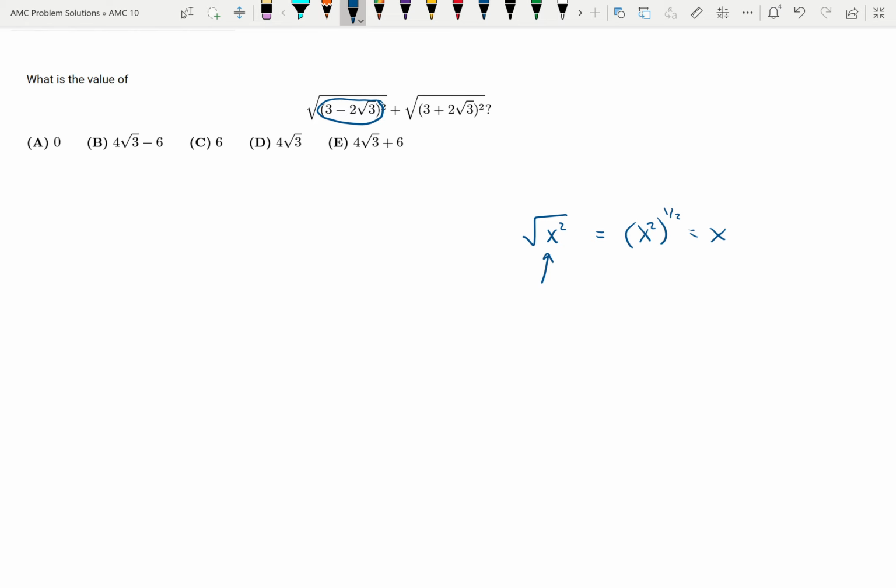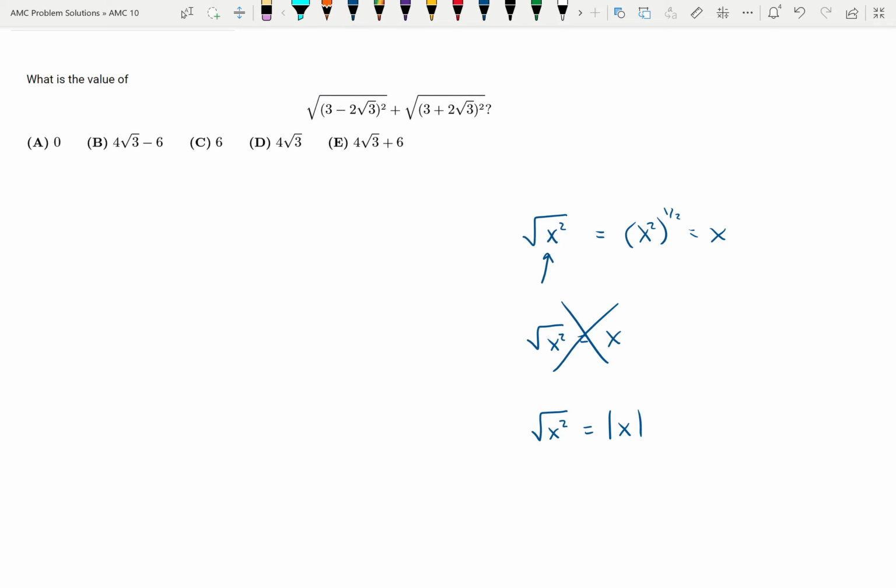So therefore it's not necessarily always true that that's the case, because what if x were negative? So we need to make the distinction: the square root of x squared has to equal the absolute value of x.